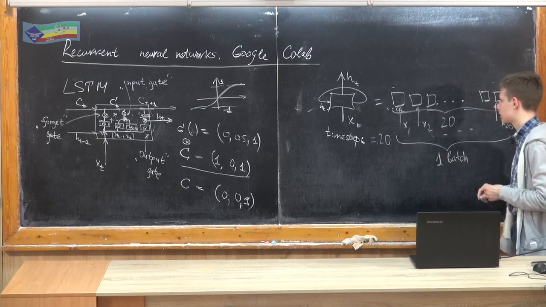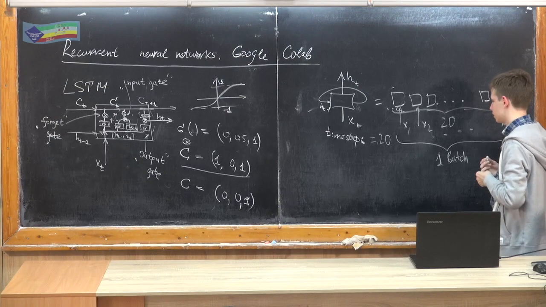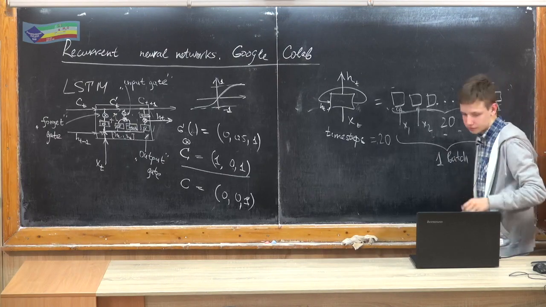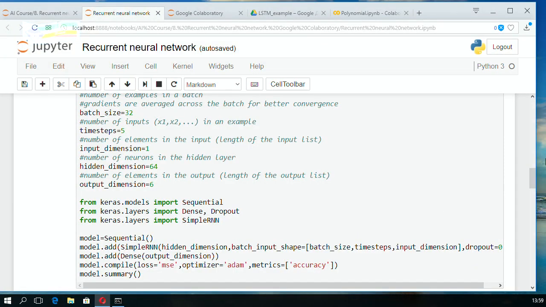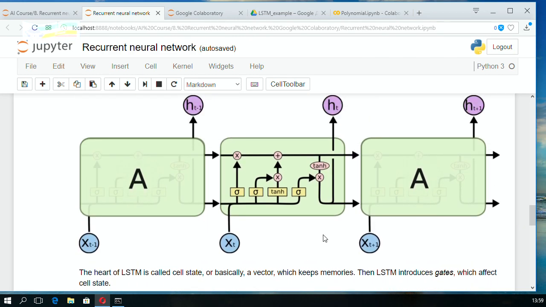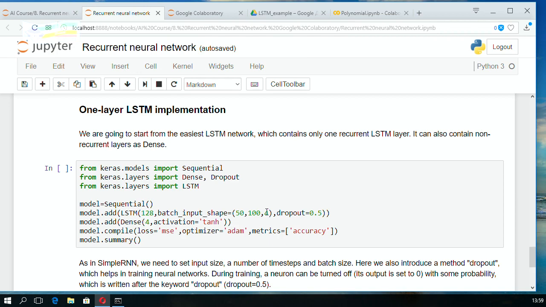This is one batch, and if we want to fit a neural network, we can take like 50 batches or 30 batches, which makes training clearer and more stabilized. So now we are going to implement LSTM. That's how all these gates look. Here we have forget gate, here we have input gate, and here we have output gate. And here we have LSTM.